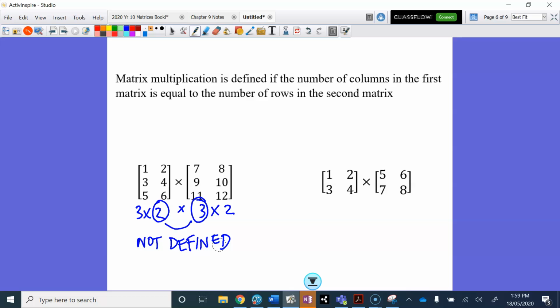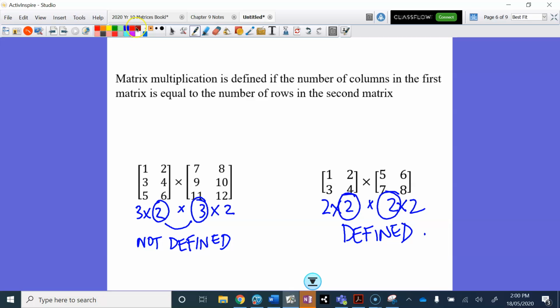So in the second example, you can see we've got a 2 by 2 matrix multiplied by another 2 by 2 matrix. So again, the order of both of those matrices is the same. So I could add them, I could subtract them. And now if I look at the number of columns in the first one and the number of rows in the second one, it is the same, so I know that the multiplication is defined, so I can do that calculation. So it is worth persevering with this one.